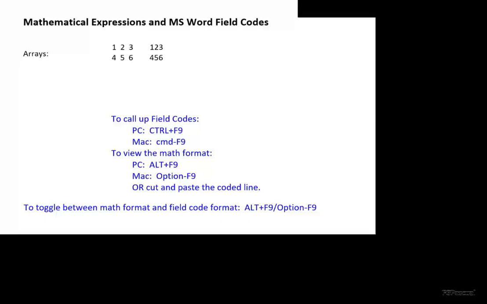Word automatically determines where a row starts and ends, based on the number of columns that we specify. To further demonstrate, let's change the number of columns to 2. So instead of 3 columns, let's say we have 2 columns. Toggle out of the field code mode, and we have our 3 by 2 array.